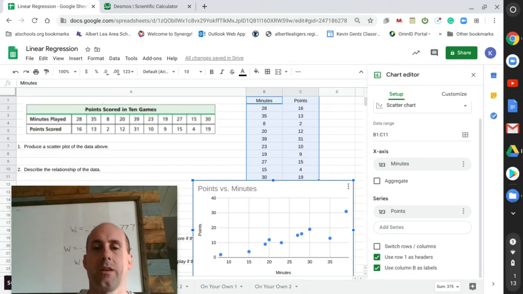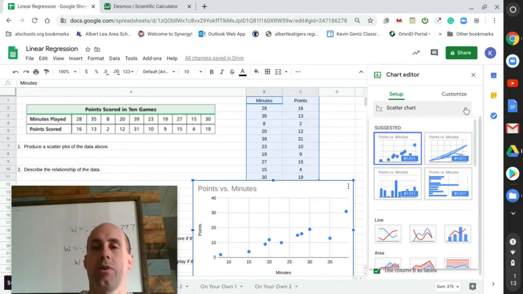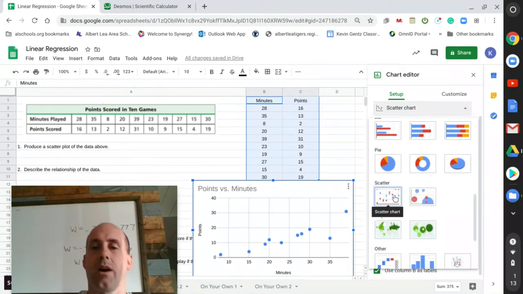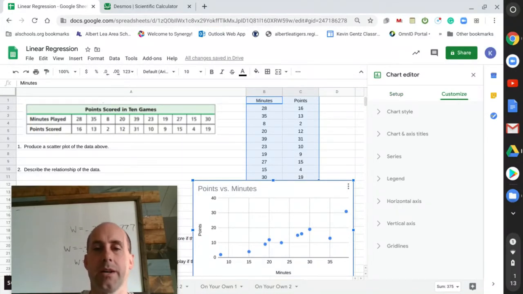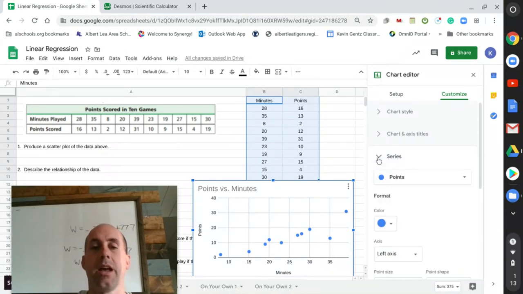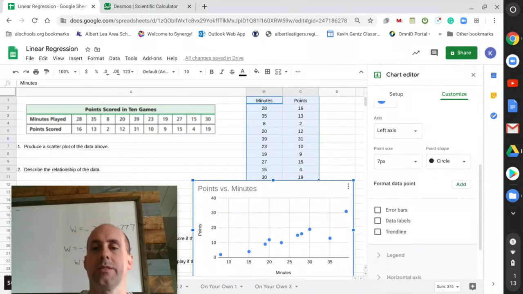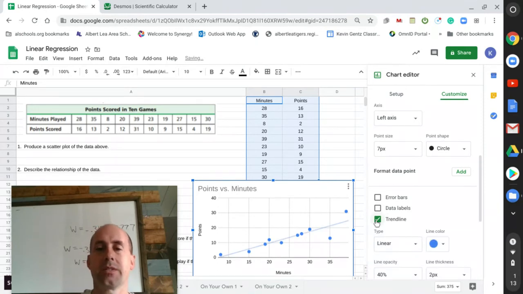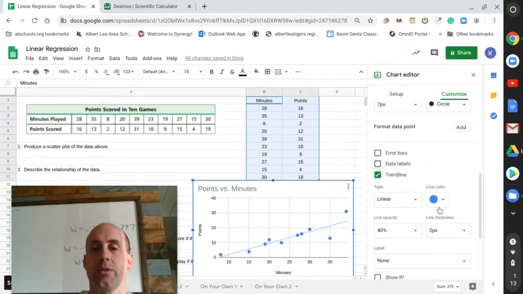Excellent. Now that we have that, there's some things that we want to edit with it. First of all, if it didn't grab a scatter plot, you select in the setup, you go down to scatter plot right here. But we do have a scatter plot. We'd like to customize it. The only way you really want to customize this is by going into series. And as you select series, we would like to add a trend line. Notice how the line got drawn. It looks like it is trending upwards as we thought.